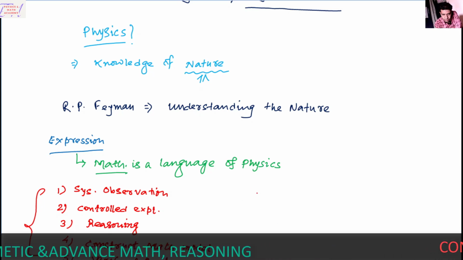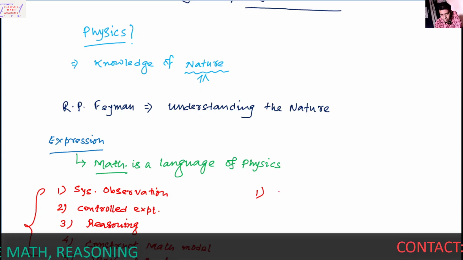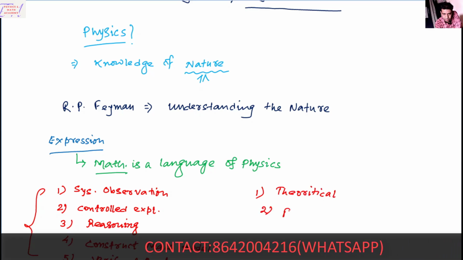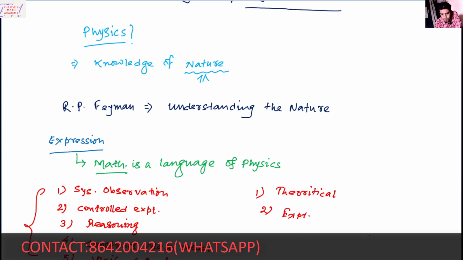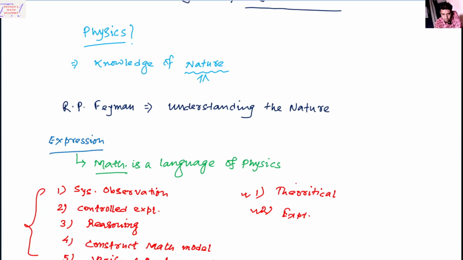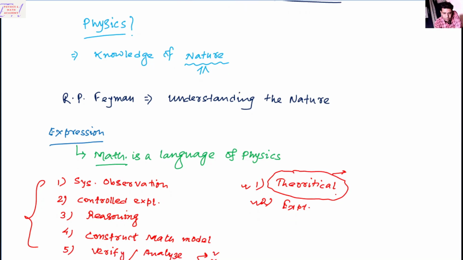You know, in physics, there are two types of work. First, theoretical work, and second, experimental. Experimental and theoretical work can be done together, or only theoretical work, with the help of some theory and mathematical calculation, can be done alone. So these are the steps in physics, or the scientific method, rather.